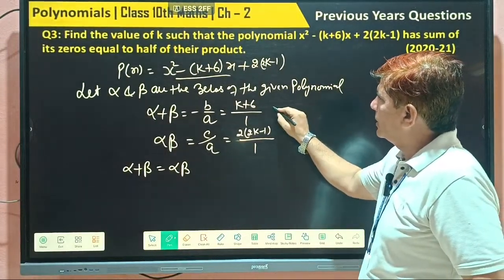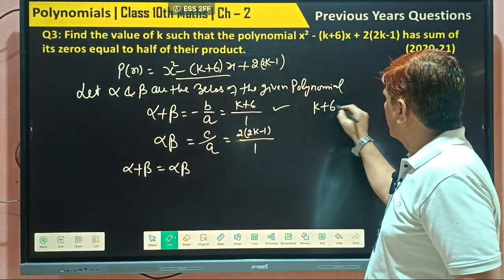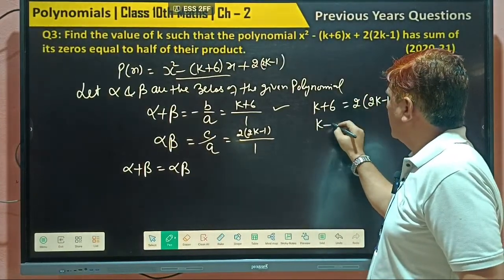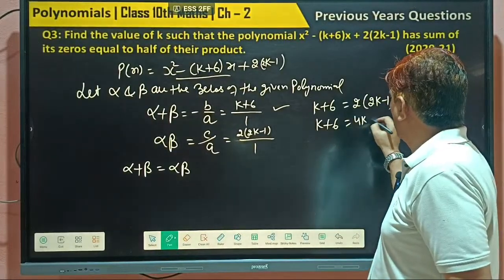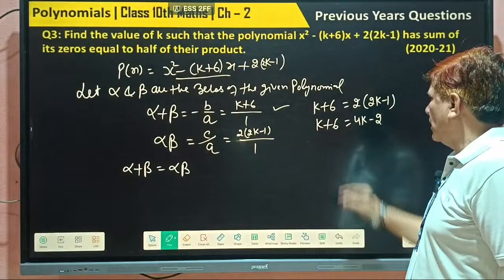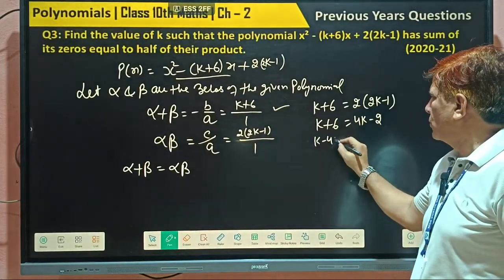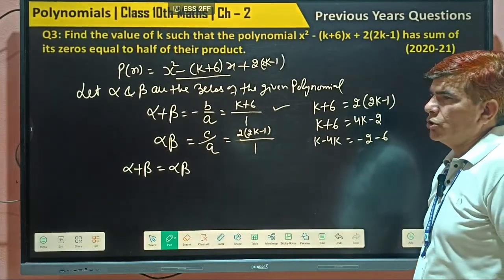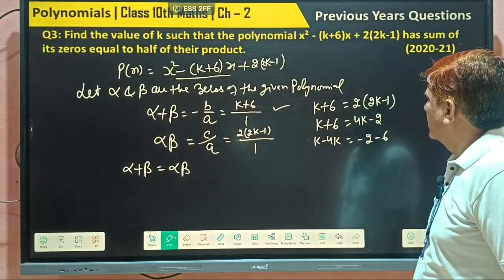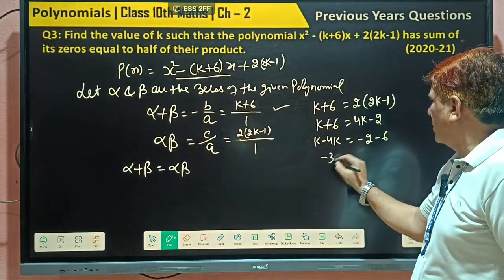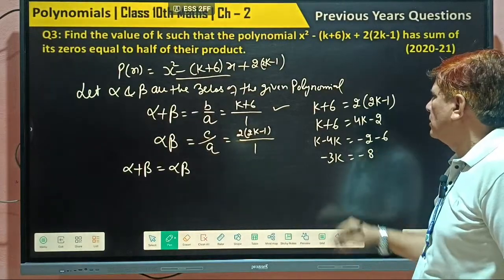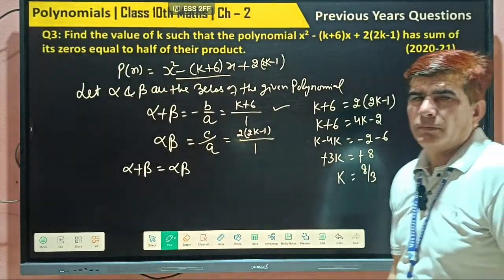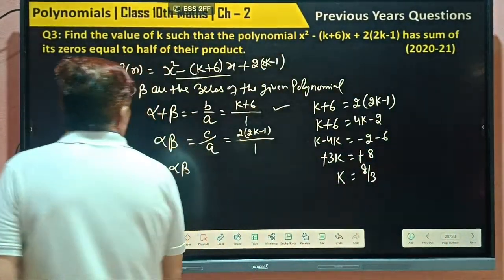So how can we solve? Alpha plus beta is this, so k plus 6 is equal to 2 into 2k minus 1. So k plus 6 is equal to 4k minus 2. Take k on one side: k minus 4k is equal to minus 2 minus 6. Minus 2 minus 6, so how much? Minus 3k is equal to minus 8. Minus cancels, so k is equal to 8 by 3. This is the answer.